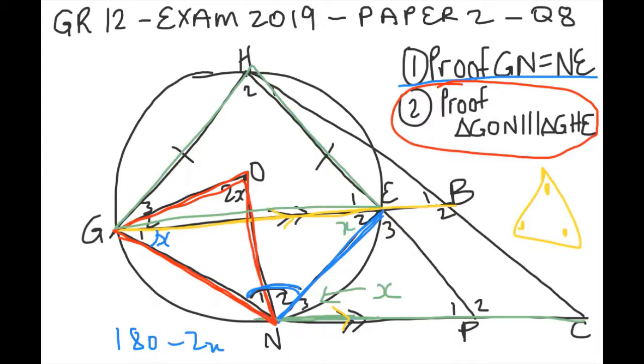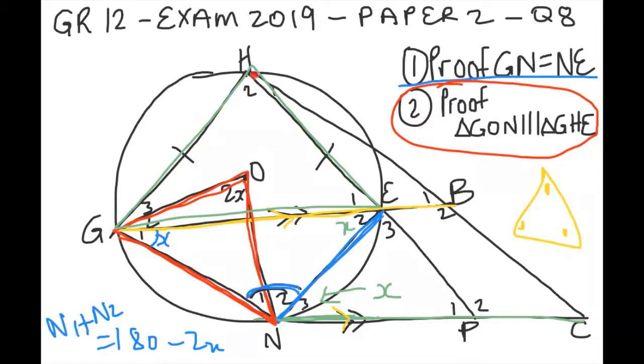Now, if you look carefully, like I said earlier, this is a cyclic quad. And H2 is the opposite of N1 plus N2. So this is actually N1 plus N2 equals 180 minus 2x, because we're just dealing with this triangle over here.